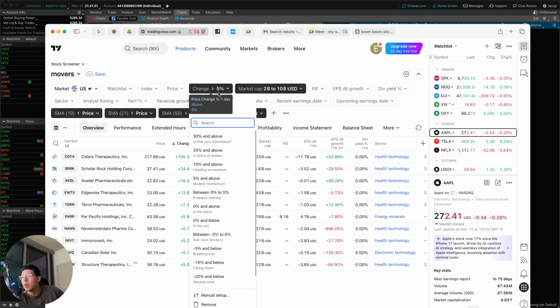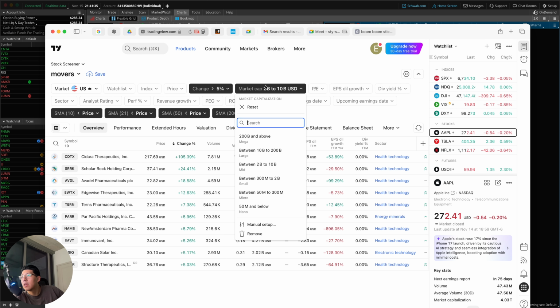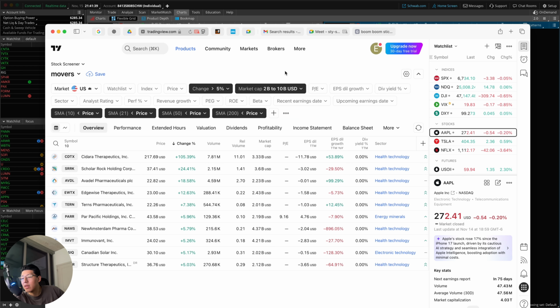Then market cap. I want to make sure that we are from $2 billion all the way to $10 billion. That right there is going to be a mid cap stock, 2 billion to 10 billion. You can put 15 billion, but for me, I'd rather stay in this range because that's what works for me. And if it's not broken, why fix it? So 2 billion to 10 billion.